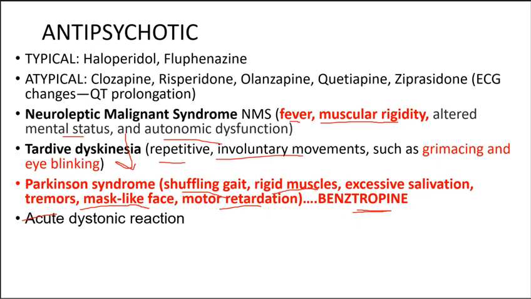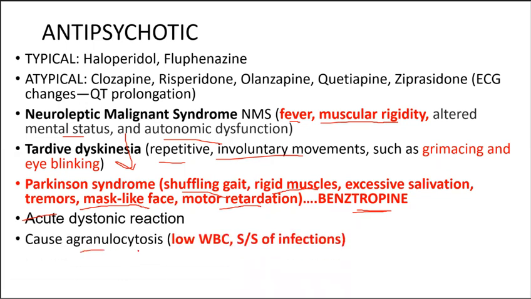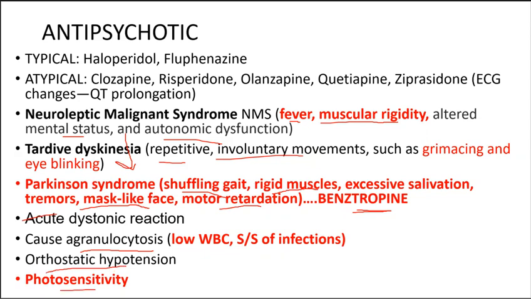Again, with clients on antipsychotics, you want to look out for agranulocytosis because these medications can cause your white blood cell levels to be low. And again, this is life-threatening because of that severe and dangerously low white blood cell count. So they are prone to infection. So you want to look out for agranulocytosis, because that would increase the risk of life-threatening infection in your patient. And with antipsychotics, we can also see orthostatic hypotension and photosensitivity.